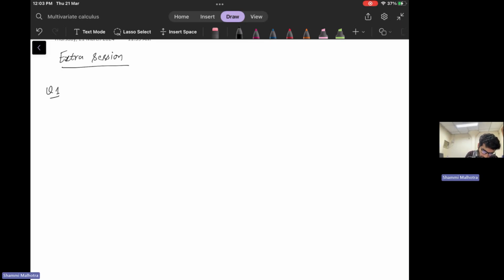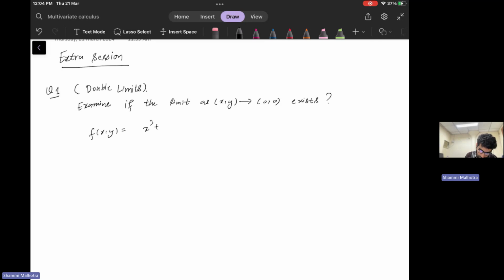So question number one is coming from the double limits. Examine if the limit as (x, y) tends towards (0, 0) exists, and the function which we have here is (x cube plus y cube) whole divided by (x square minus y square) whenever my x and y are non-zero, and 0 when my x is equal to y.